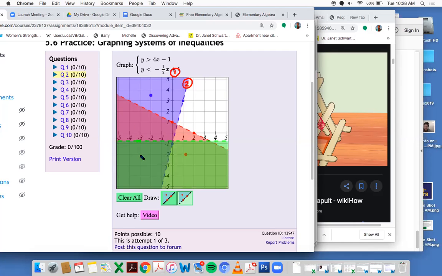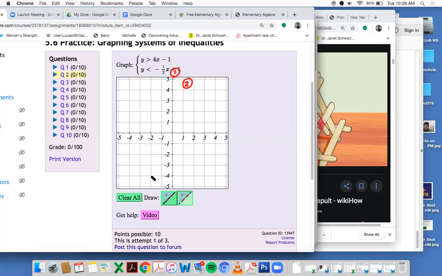Oops. I think that was the wrong thing to do. Don't touch the screen again because it draws another line. I'm not sure how to erase it. So I'm going to clear it all and I'm going to do it again.